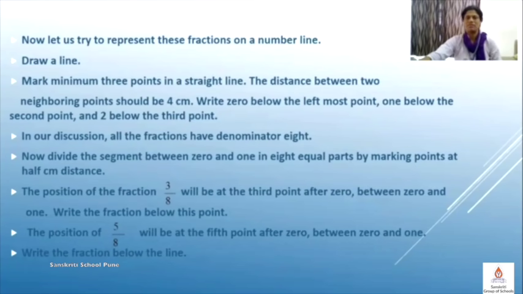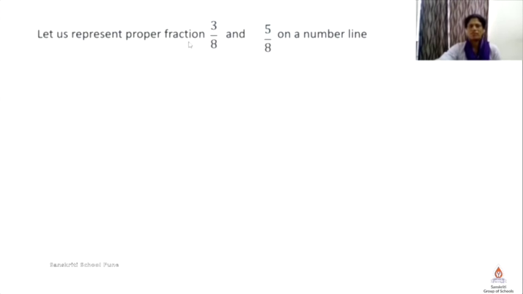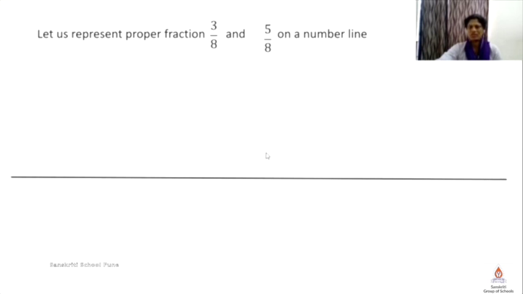Let's now represent fractions on a number line. Proper fractions 3 upon 8 and 5 upon 8 on a number line. We draw a straight line, we mark 4 points and we write below each point 0, 1, 2, 3. This is exactly like how a ruler will look. Now we have to divide the distance between 0 and 1 into 8 equal parts. And why is it 8? It's because our fraction under consideration has a denominator 8, and in a fraction the denominator indicates the total number of parts. So here the distance between 0 and 1 is divided into 8 equal parts.